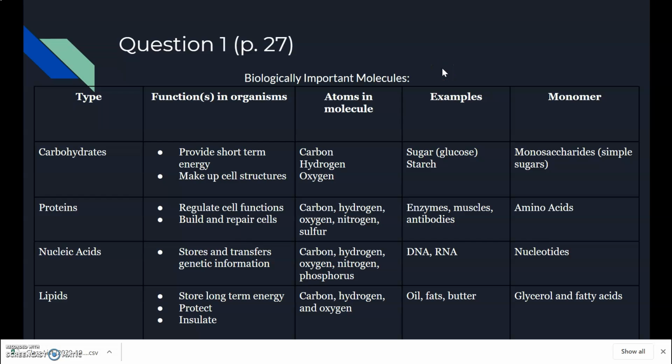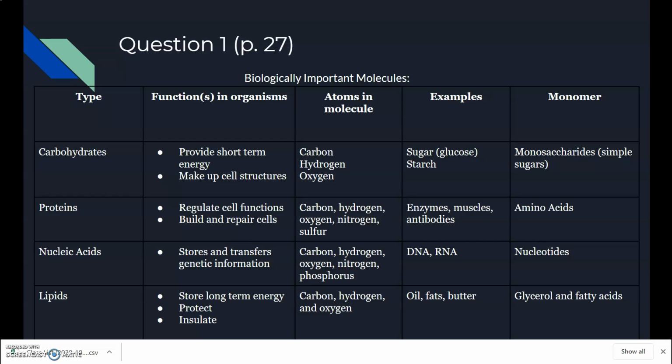And lipids, we've seen these before. These are in our cell membrane, right? These are the fence around our cells, and the protein channels are the gates. Lipids store long-term energy, they protect, and they insulate.